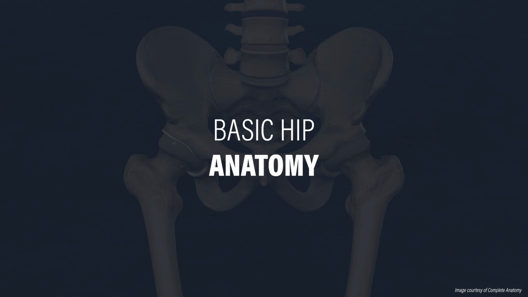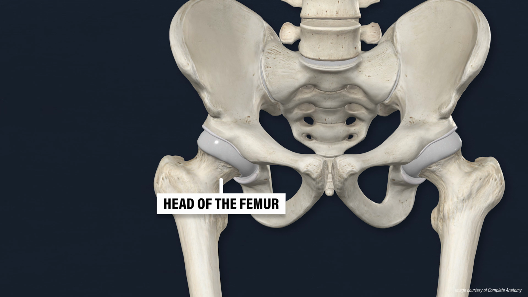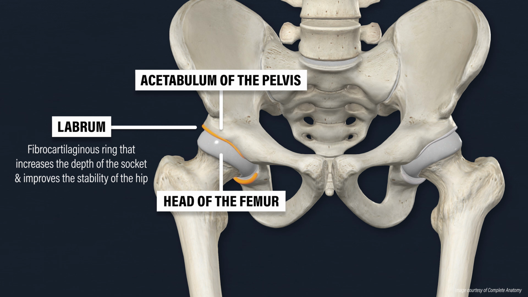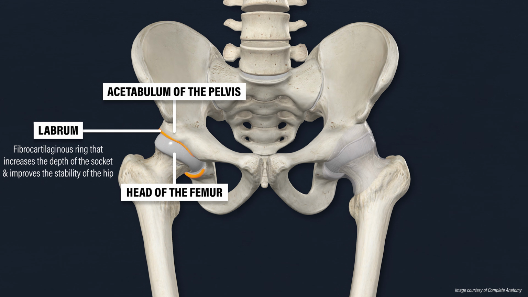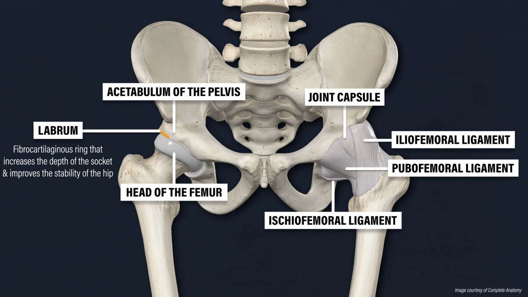Let's start by reviewing the basic anatomy of the hip. The hip is a ball and socket joint where the head of the femur, or thigh bone, meets the acetabulum of the pelvis. The labrum is a fibrocartilaginous ring that increases the depth of the socket and improves the stability of the hip. Lastly, the hip is surrounded by a connective tissue known as the joint capsule and reinforced by the iliofemoral, pubofemoral, and ischiofemoral ligaments.